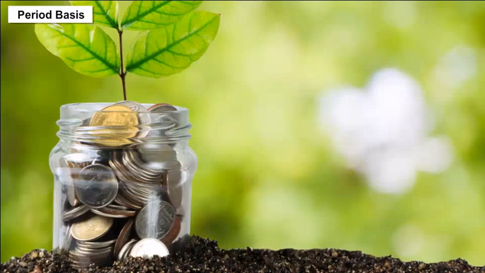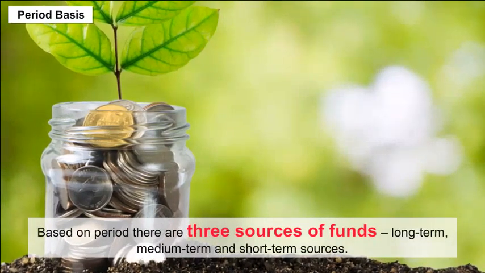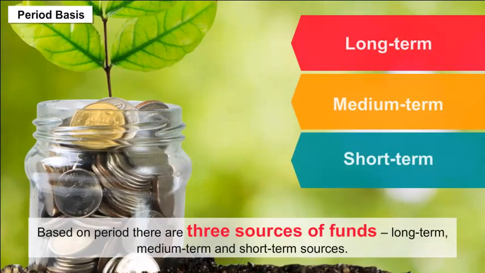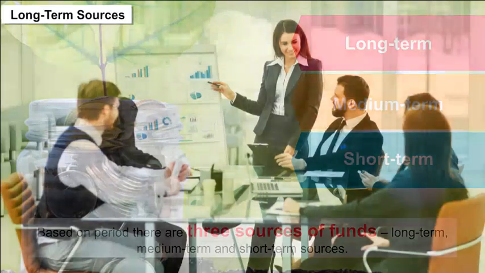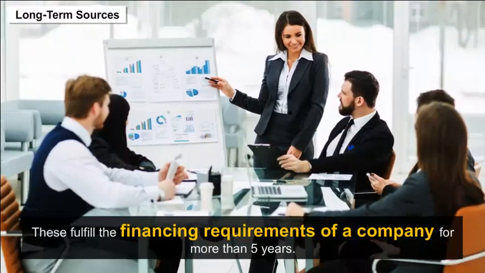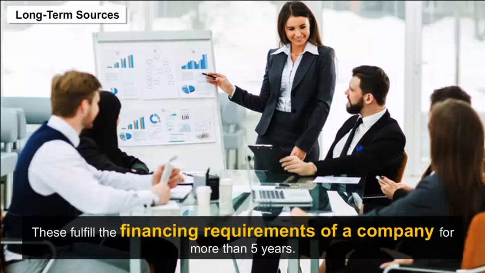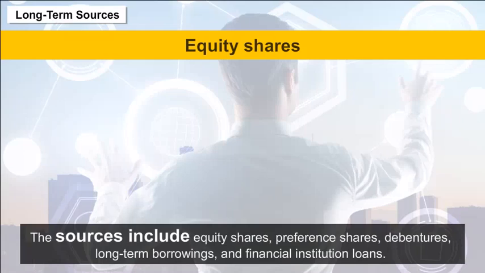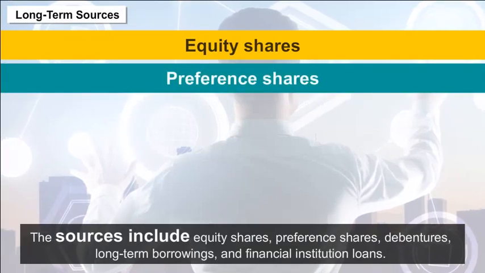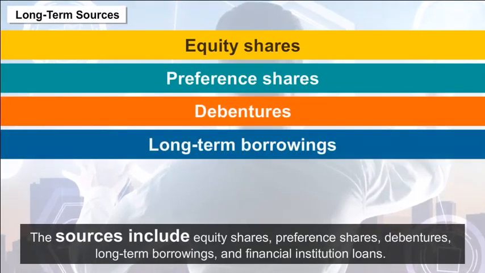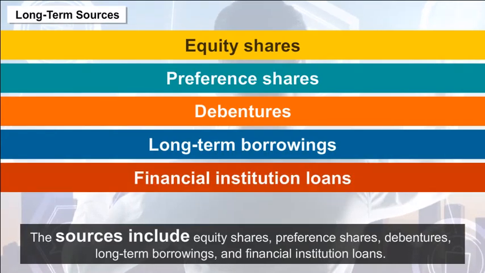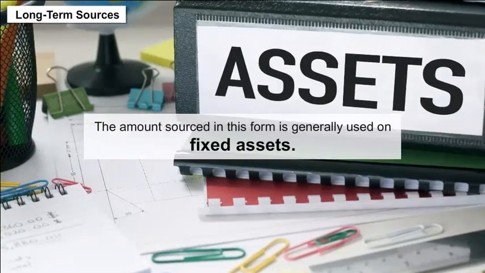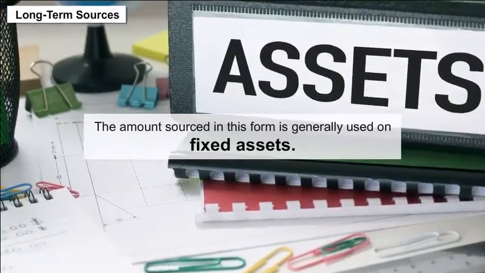Period basis. Based on period, there are three sources of funds: long-term, medium-term, and short-term sources. Long-term sources. These fulfill the financing requirements of a company for more than 5 years. The sources include equity shares, preference shares, debentures, long-term borrowings, and financial institution loans. The amount sourced in this form is generally used for fixed assets.